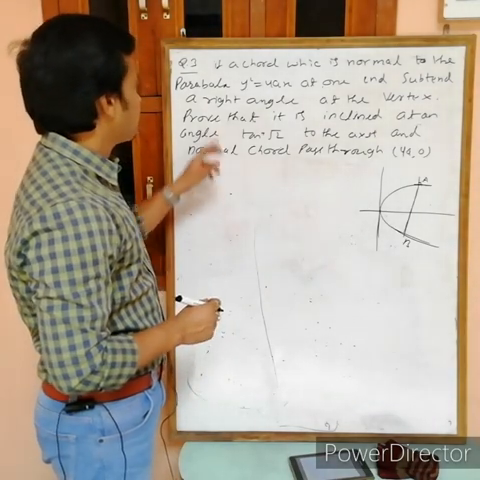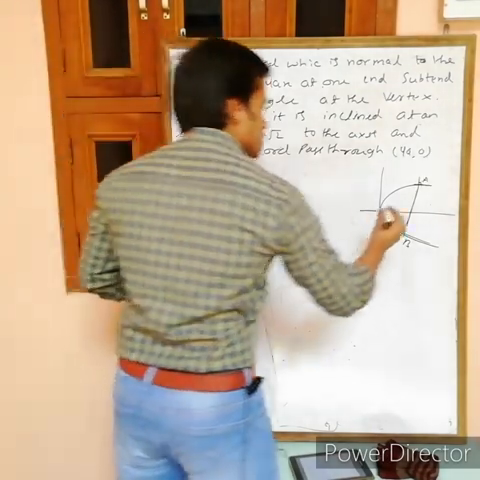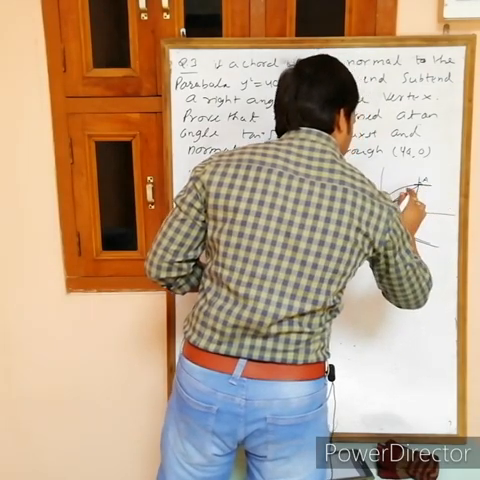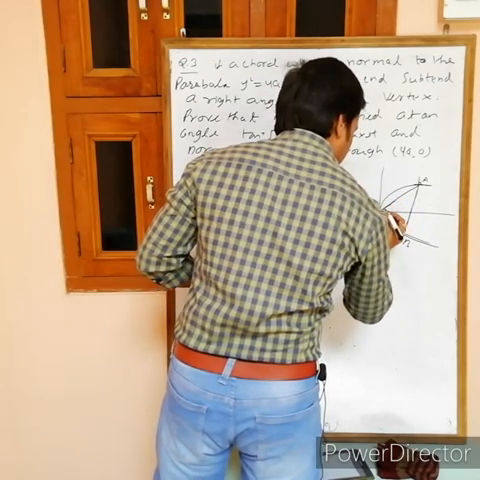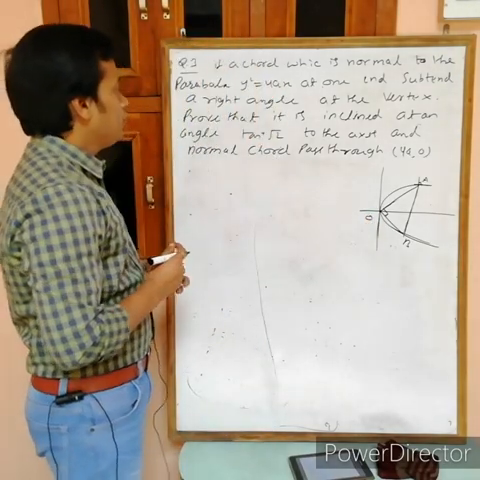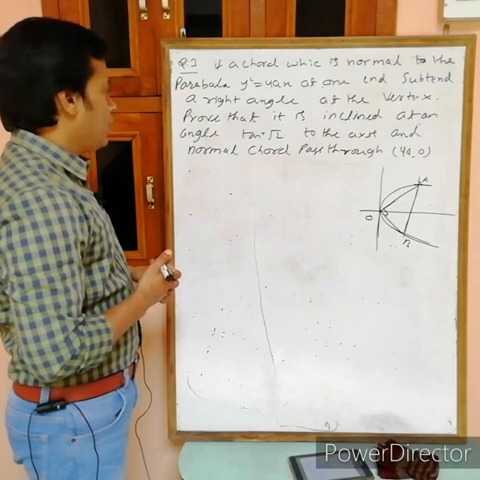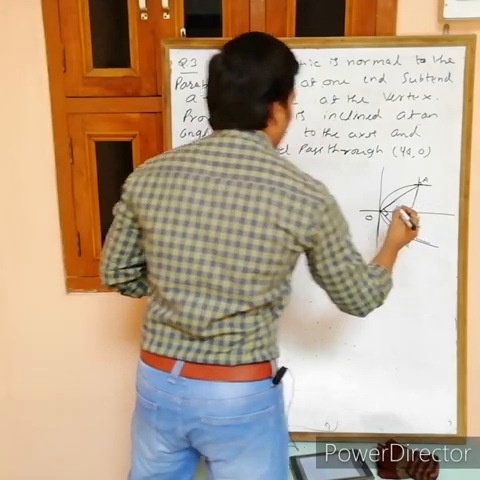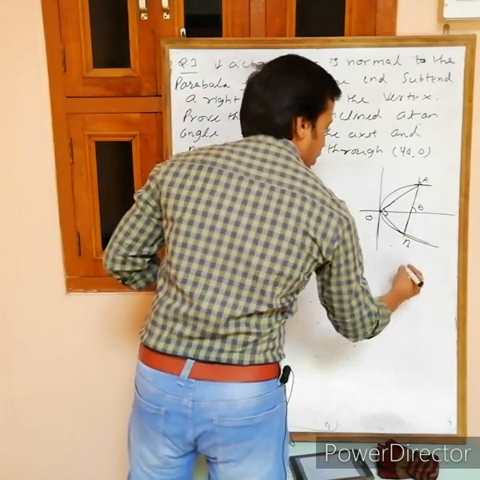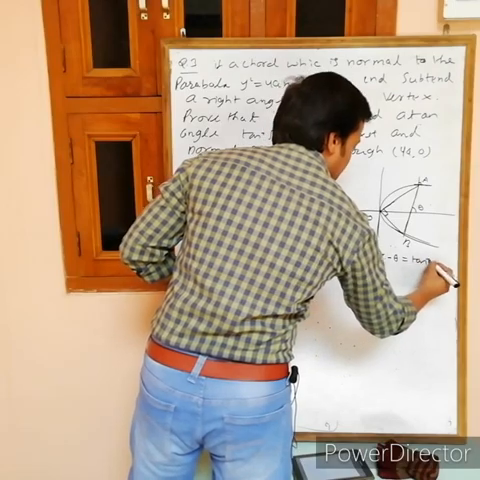At one end, it subtends a right angle at the vertex. It means the angle subtended by AB at the vertex, this angle is a right angle. Prove that it is inclined at an angle tan inverse root 2 to the axis. This is the axis of the parabola and suppose this is the angle. Now we have to prove that theta is equal to tan inverse root 2.